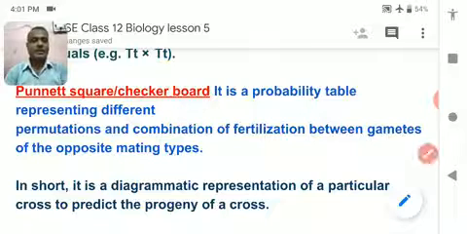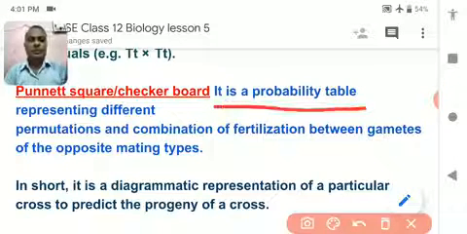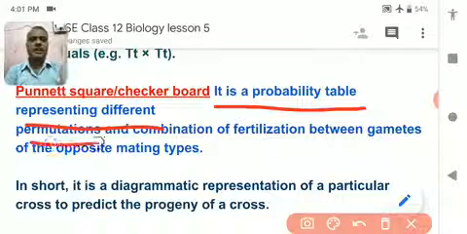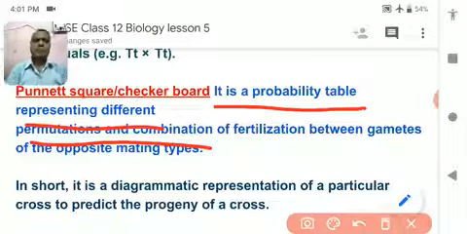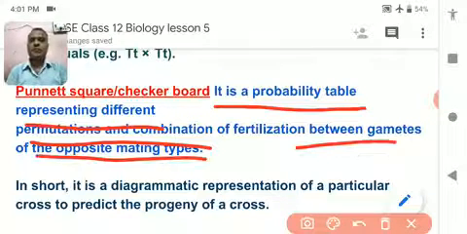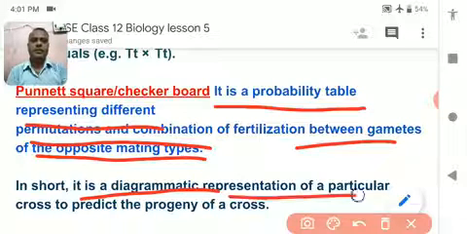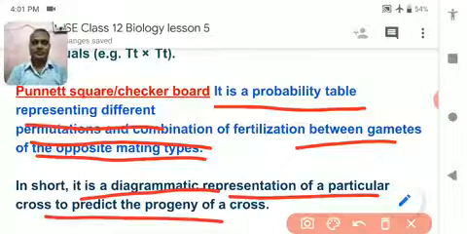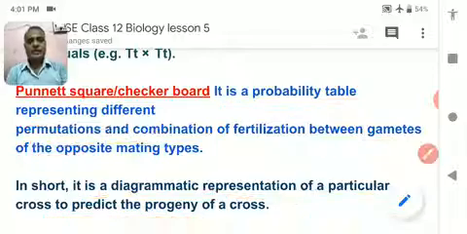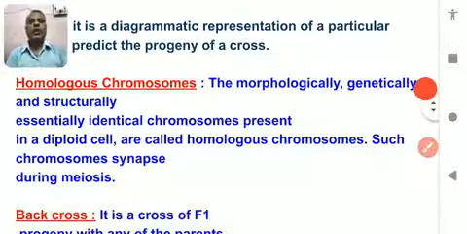Okay, so let's have a look. A Punnett square is a probability table representing different permutations and combinations of fertilization between gametes of opposite mating type. In short, it is a diagrammatic representation of a particular cross. I think you understood.